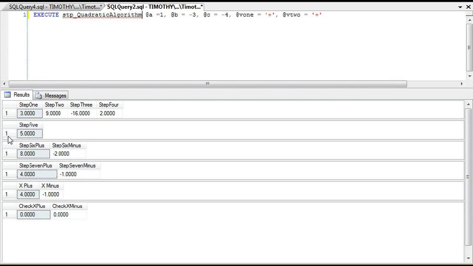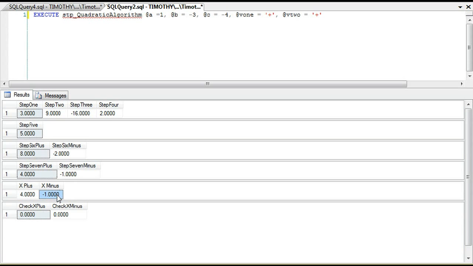Okay, let's scroll up here. So here's what it looks like in terms of step 1, step 2, step 3, step 4, step 5, step 6 plus, step 6 minus. So now everything is straightforward until we get to the plus and minus part. And then of course we have basically the final answer.